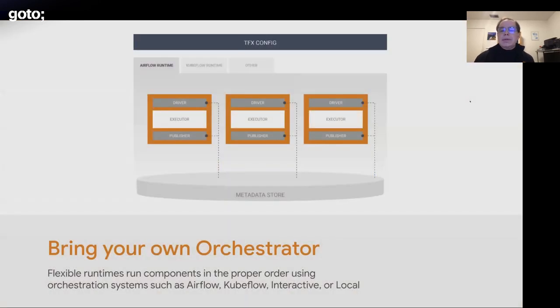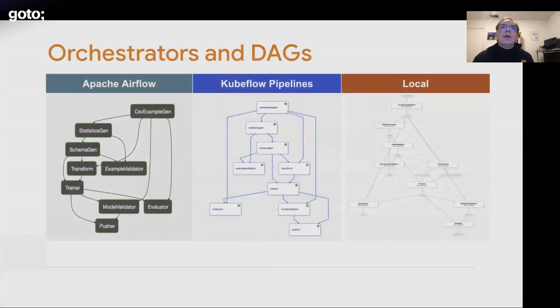And in TFX, there's different orchestrators that are available, and you can add your own. Just out of the box, it comes with support for Airflow, Kubeflow, an interactive orchestrator that we'll talk about a little bit, or a local orchestrator. You can run all of this just on your laptop. But regardless of which orchestrator you use, the pipeline itself is going to be the same. It's just going to look different, and you're going to have a different UI for it. But the directed acyclic graph, or DAG, that forms a pipeline is going to be the same, just in a different tool.